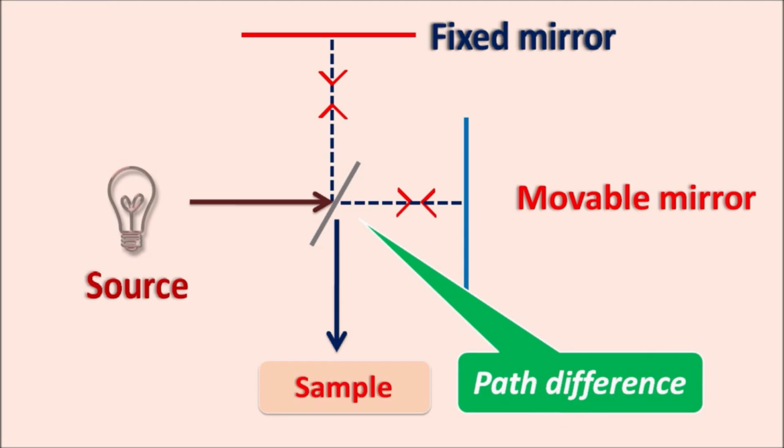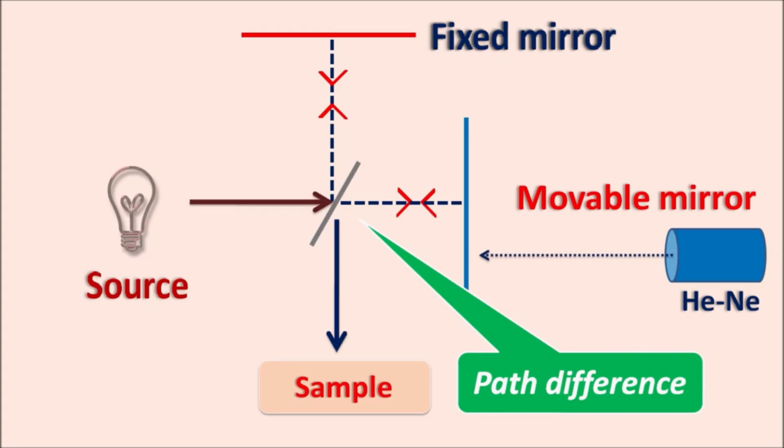This path difference produces an interference within the spectra, which may be either constructive or destructive. And here the position of the movable mirror is accurately measured by a helium neon laser beam. This laser beam is passed towards the movable mirror, where it is reflected, such that it can detect the accurate position of the movable mirror.